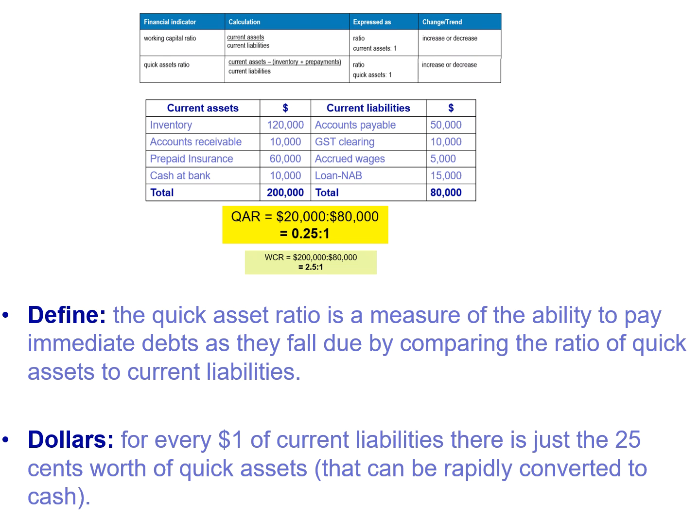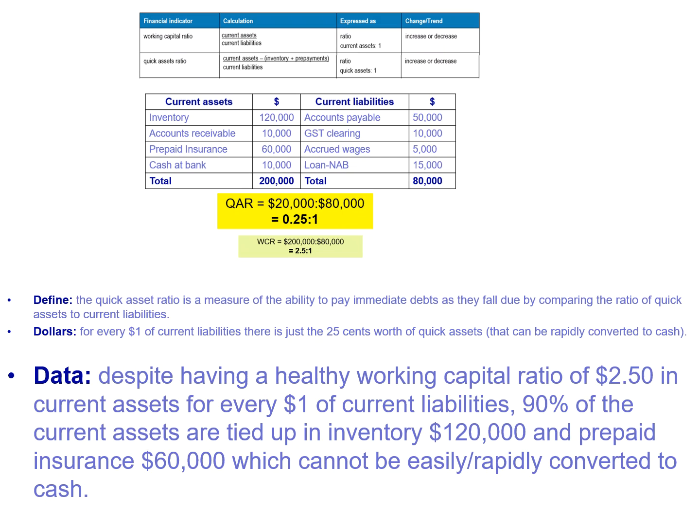So the first D, a definition. We start by stating that QAR is a measure of the ability to pay off immediate debts as they fall due via a comparison of our quick assets to our current liabilities. Our second D, then we convert the ratio into dollars to contextualize it. For every $1 of current liabilities, our denominator, there's just 25 cents worth of quick assets, and a little explanation that these are the assets that can be rapidly converted to cash.